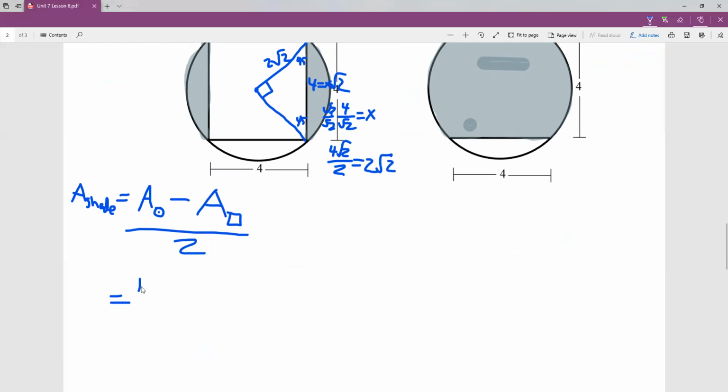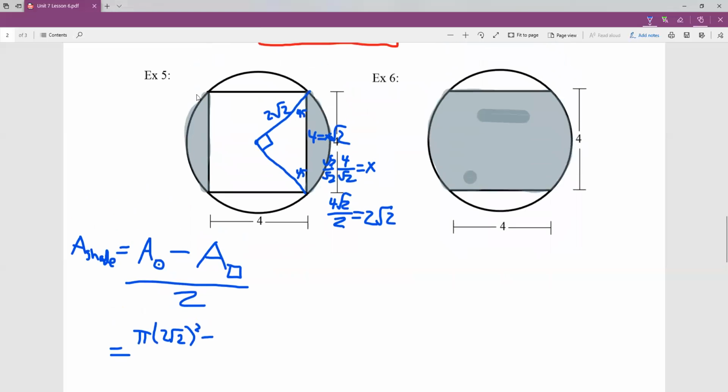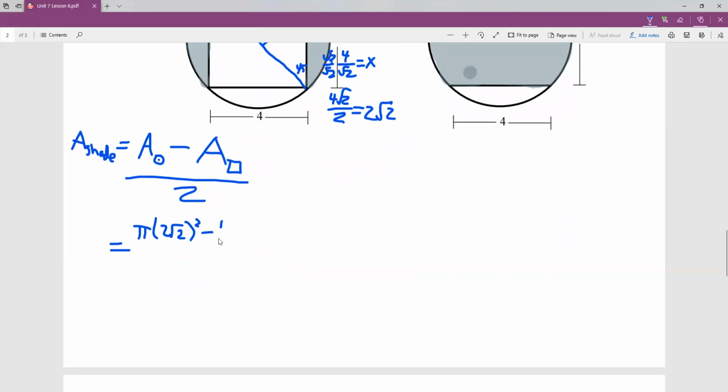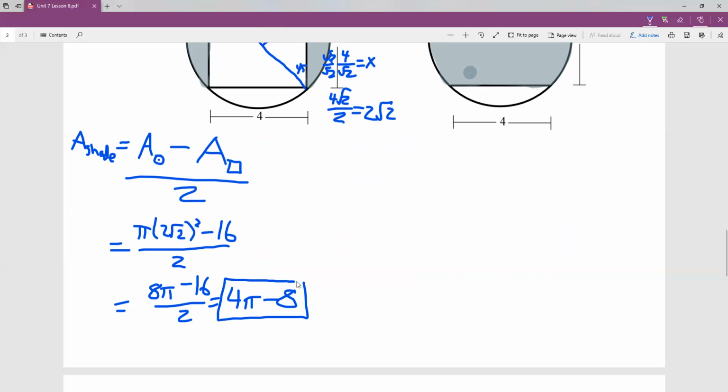So area of circle is just pi r squared, which is pi times 2 root 2, squared, minus the area of the square, which is just 4 times 4, which is 16. Let's figure this out. So this is going to be 8 pi minus 16, over 2, which is equal to 4 pi minus 8. And that is your area of the shaded region.